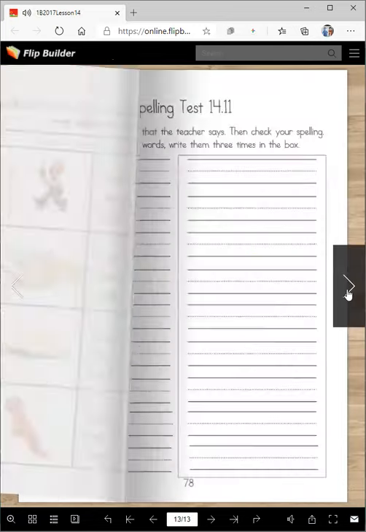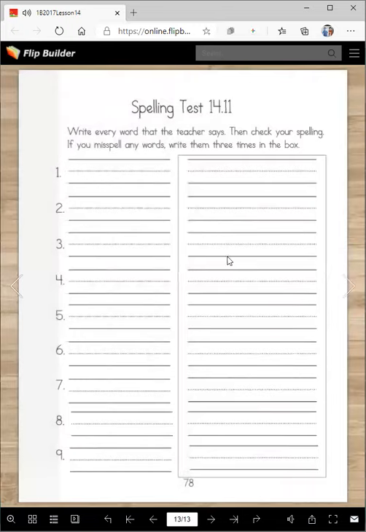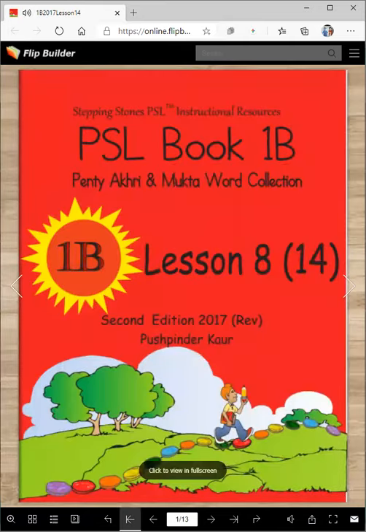Okay. And then next week when you go in class, your teacher is going to give you your spelling test. You will write the spelling words here when she speaks. If you miss any words, you have to write each word three times here. And that is our lessons becoming easy. We are already on the 14th lesson. There are total 21 lessons. So we should be done with this book in about 7 weeks.